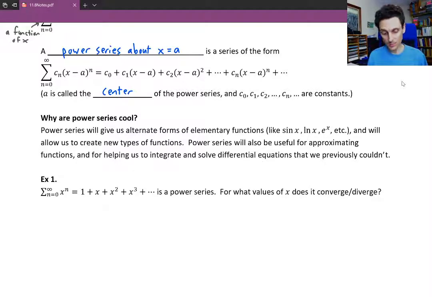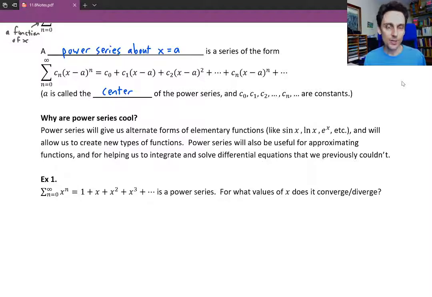When you write out the power series expansion for a function, you can stop at a certain point, and that'll give you an approximating polynomial, a polynomial that will approximate the function you're interested in. Power series will also help us integrate functions that previously we couldn't integrate, and solve differential equations that previously we couldn't solve. So power series are really cool, and over the next few sections you're going to learn more about exactly why they're so cool and how they're helpful.